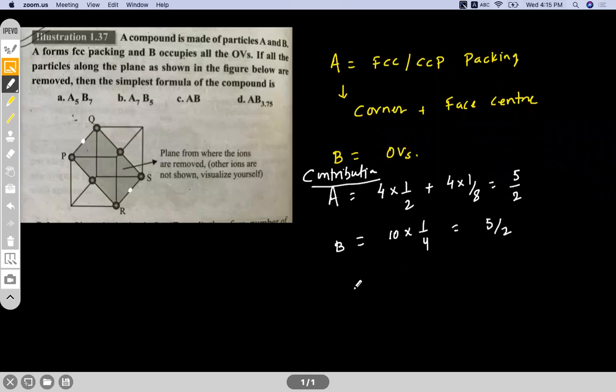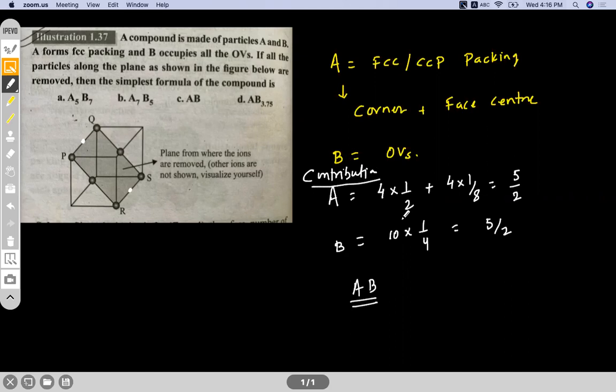So the formula is what? The formula is AB. Understood? Clear? So this is the easier way, I think. I usually do it like this only. I just count the contribution of atoms in the unit cell and take the ratio finally.